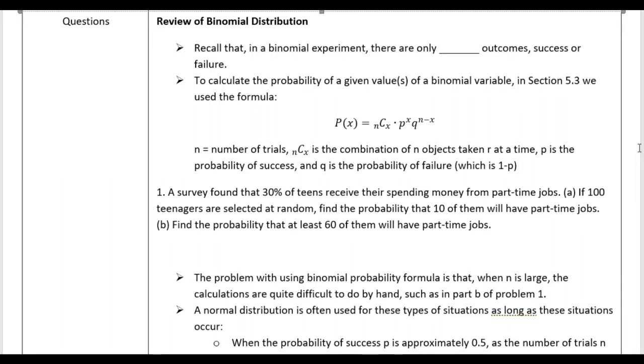In a binomial experiment, remember that binomial means bi means 2 and nomial means name or category. So that means that you only have 2 outcomes, either success or failure. If you want to calculate the probability of a binomial variable, then you're going to use the formula in 5.3, which is given below. Remember that C is the combination, n is the number of trials, and so on. We're going to use this formula in the following example just to refresh ourselves on binomial.